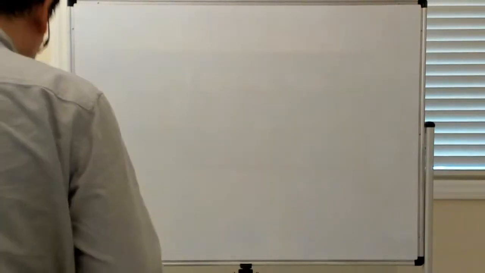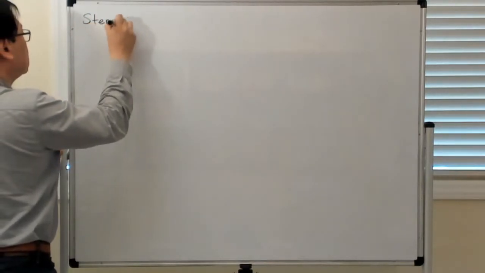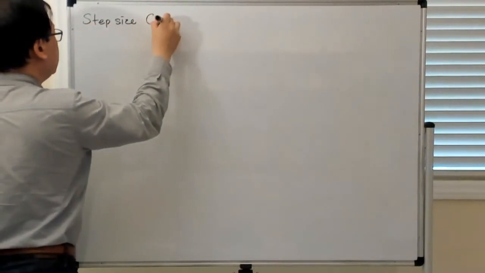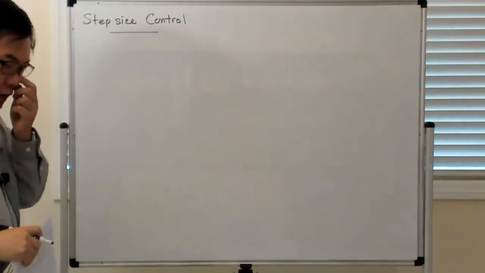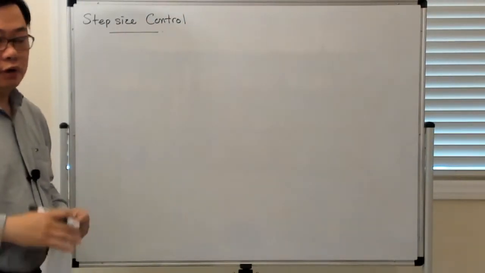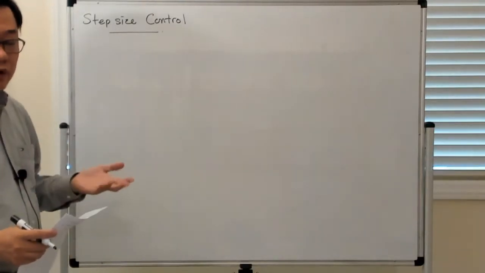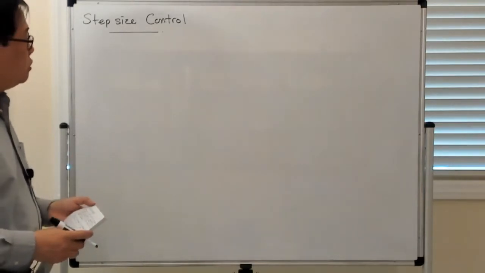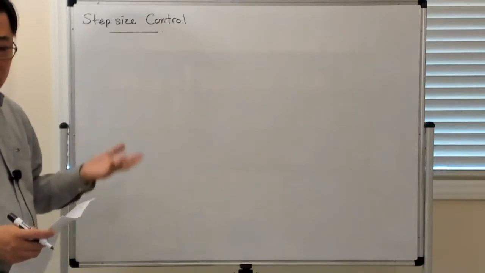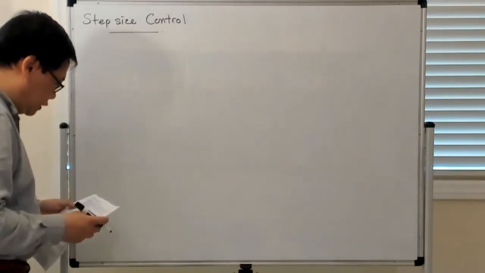All right, so now we're going to talk about step size control. The basic idea behind this is that when you look at the error term for, say, a Runge-Kutta method, the error involves some derivative of the function, which you don't necessarily know, and then the time step to some power, with some constant in front of this.